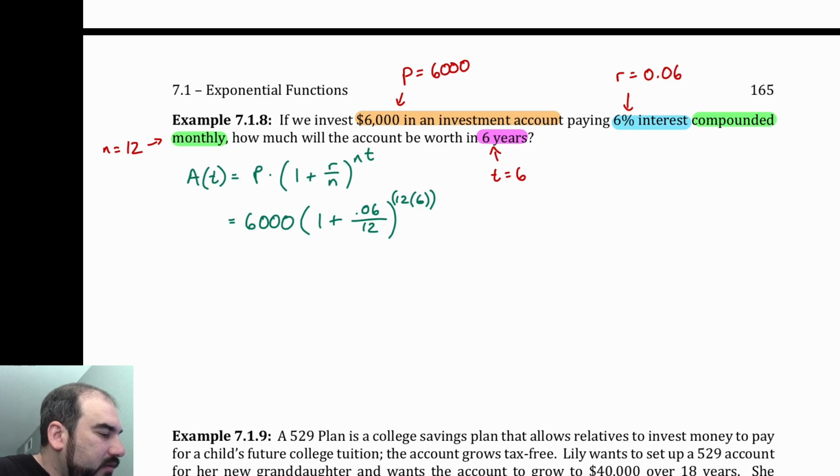So if you have a calculator with you right now, you may want to practice this. 6,000 times 1 plus 0.06 divided by 12, close that parenthesis, and then raise it to the 12 times 6 power, which ends up being 8,592.27.